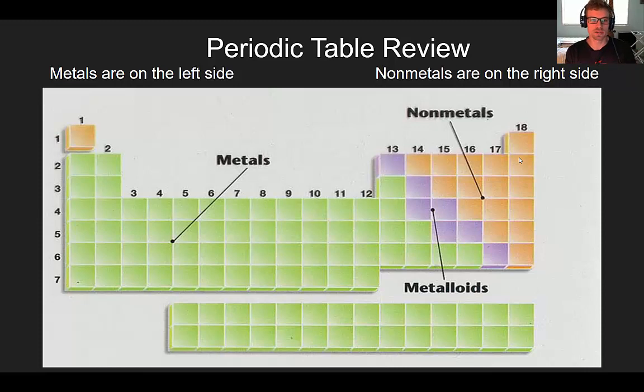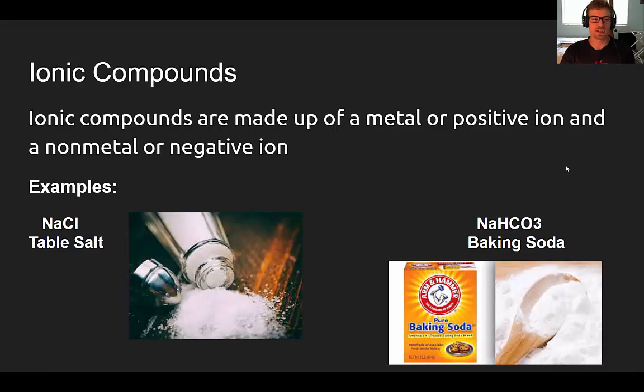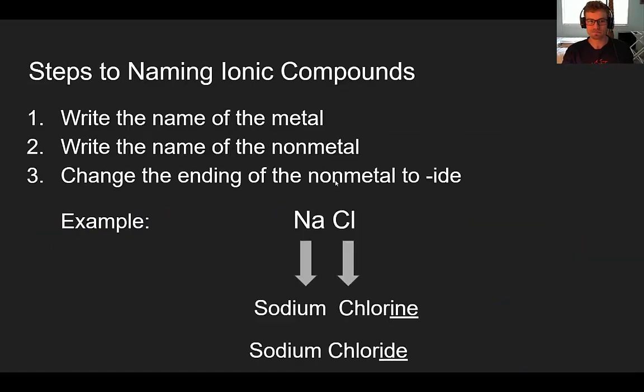Remember first that metals are found on the left side of the periodic table and nonmetals are found on the right side of the periodic table. And remember from our last video that ionic compounds are made up of one metal and one nonmetal, right? So some examples of those would be things like table salt. Table salt is an ionic compound made up of sodium and chlorine, and also baking soda. Now you'll notice here that we've actually got some extra elements. That's because we have what are called polyatomic ions here. We're going to get to that after we talk about just our more basic, what we call binary ionic compounds.